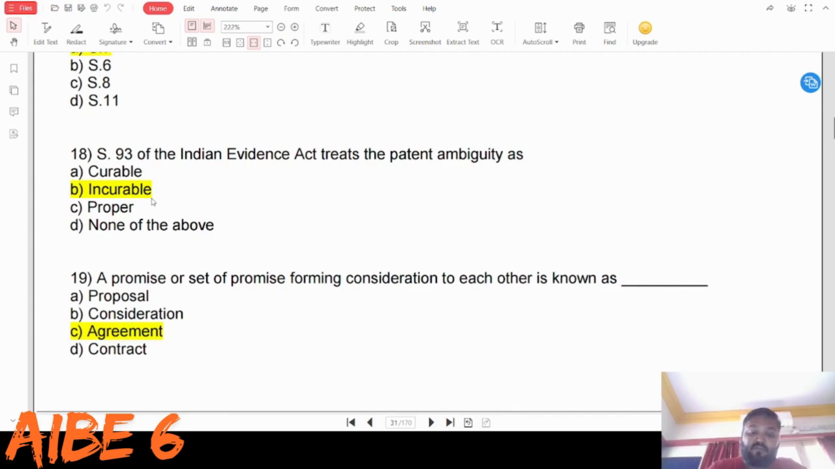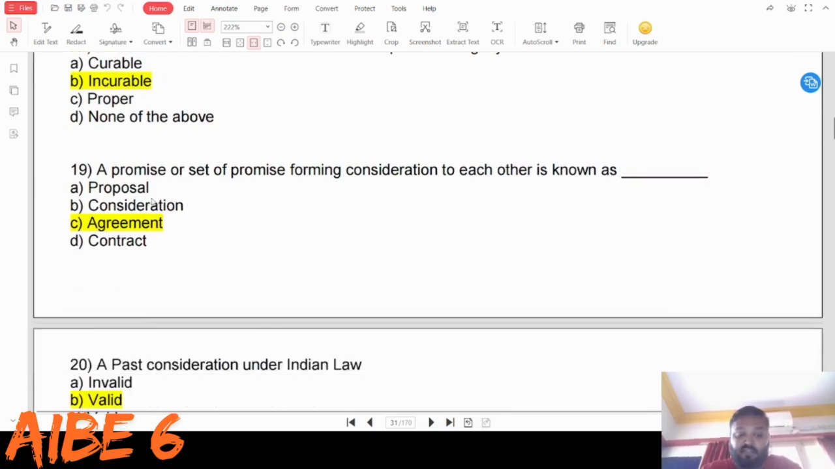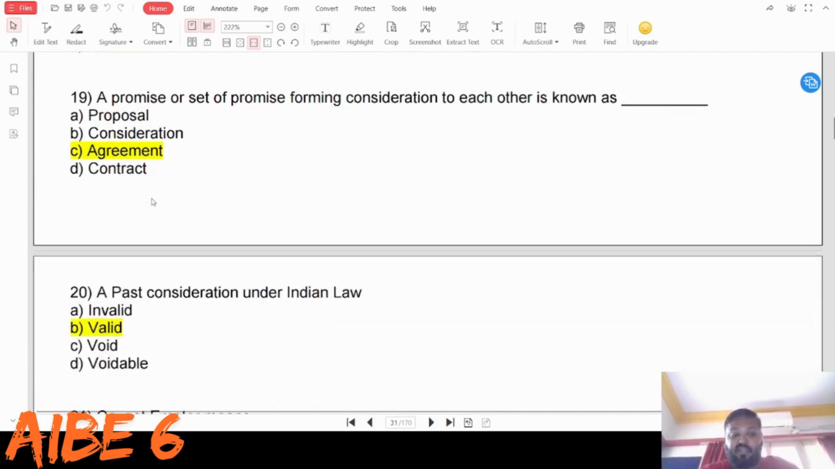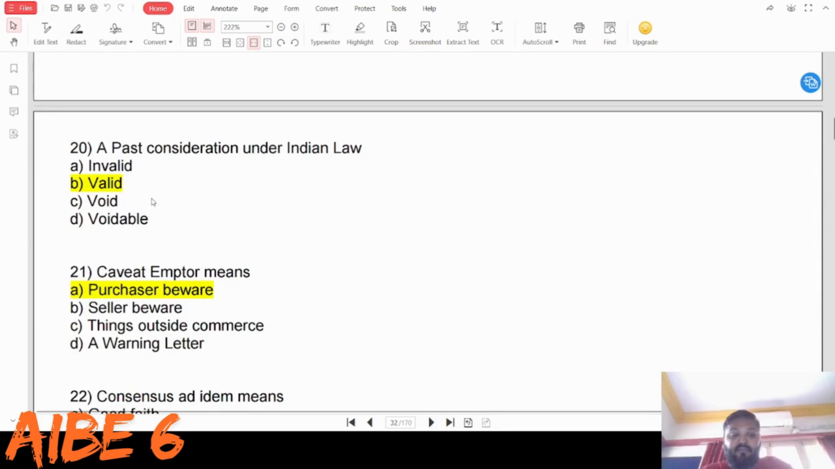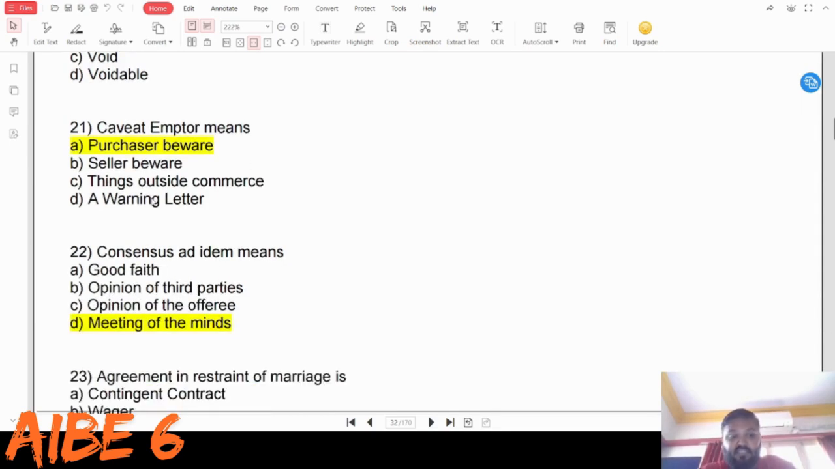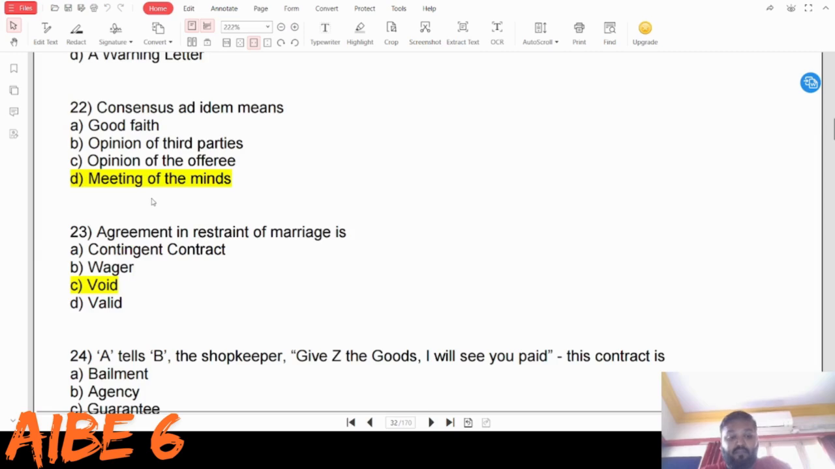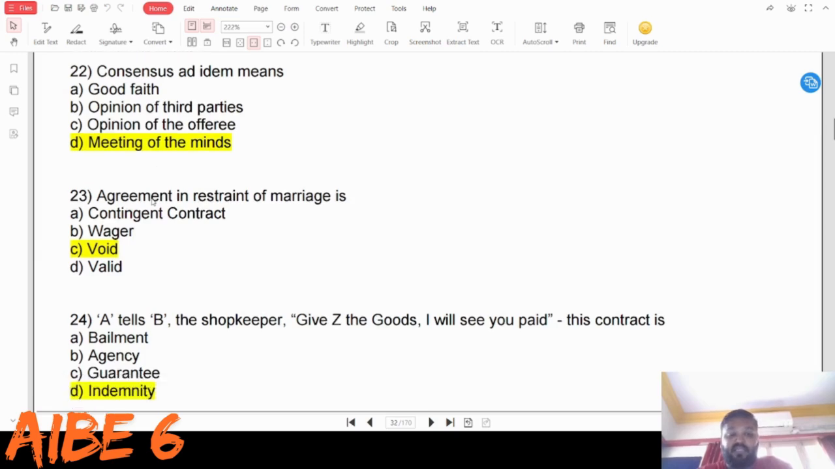A promise or set of promises forming consideration for each other is known as an agreement. A past consideration under Indian law is valid. Caveat emptor means let the purchaser beware. Consensus ad idem means meeting of the minds. Agreement in restraint of marriage is void.